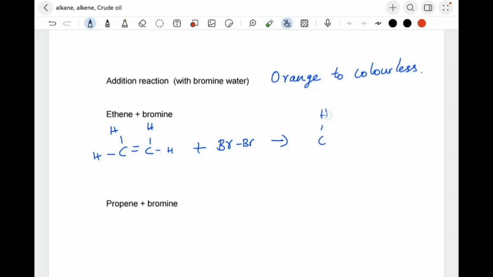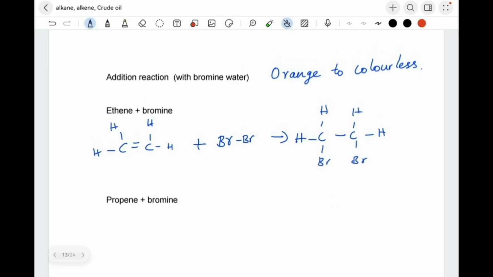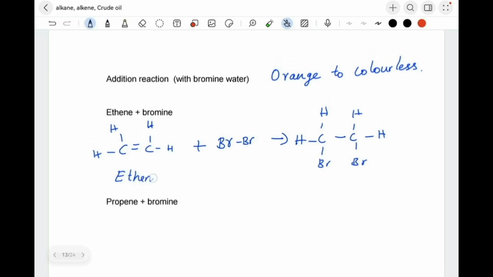So the alkene becomes an alkane in an addition reaction. CH2, CH2, and we are adding Br here. So the name of this compound, the chemical equation: ethene plus bromine gives 1,2, we have 2 bromine atoms. So we are using the term dibromoethane.